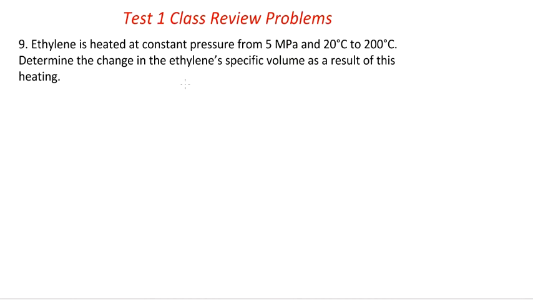Alright, here we've got an ethylene heating problem. Ethylene is heated at a constant pressure from 5 megapascals and 20 degrees Celsius to 200 degrees Celsius. Determine the change in ethylene's specific volume as a result of this heating.